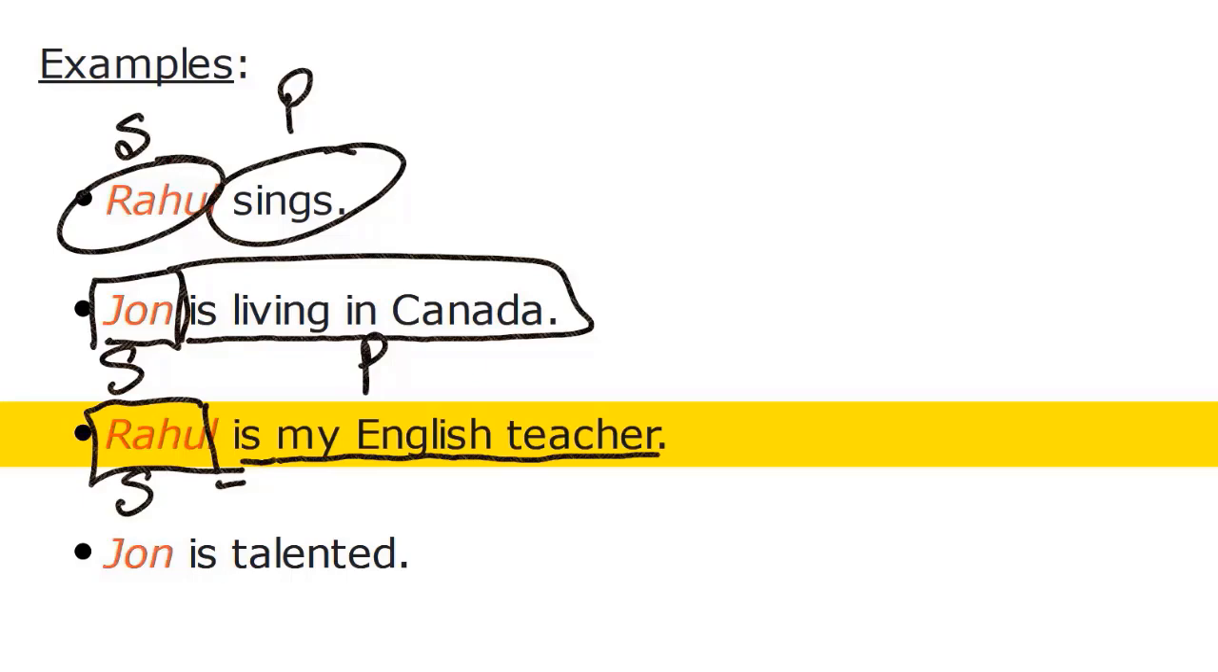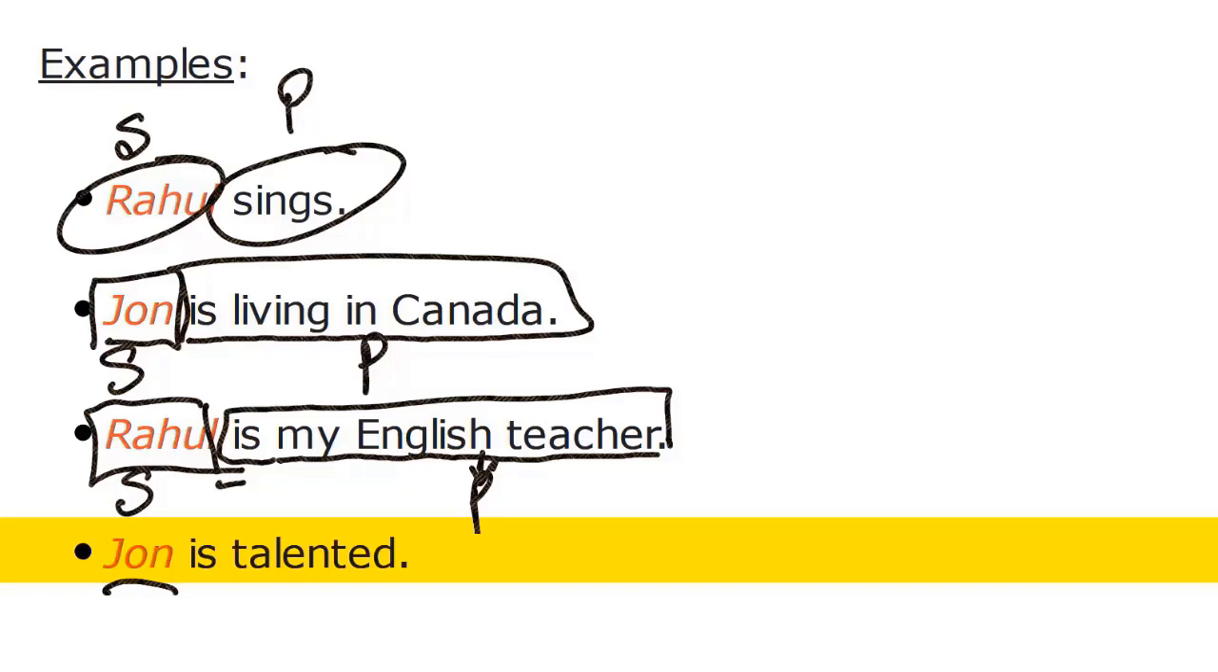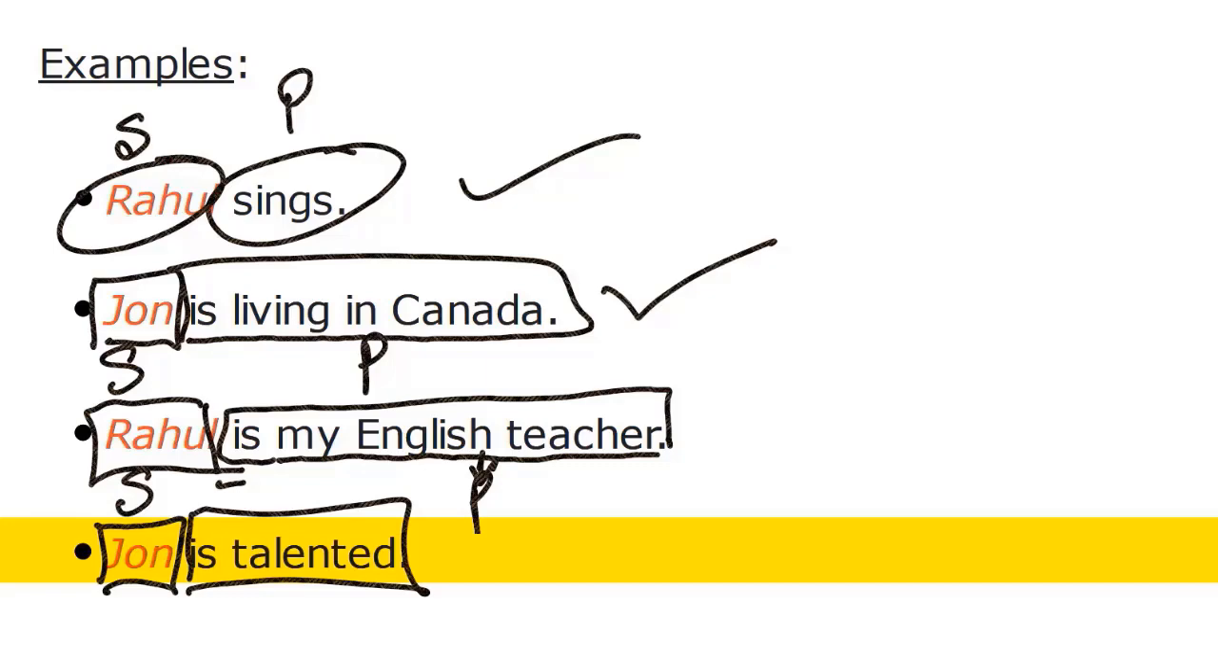All right, last example. John is talented. Here the subject is John because we are talking about him. And the predicate is talented. John is not doing anything. We are just describing John, using an adjective. How is John? John is talented, right? So the subject either performs an action, which is happening in example number one and example number two, or it basically gets described or renamed, which is happening in example number three and example number four.